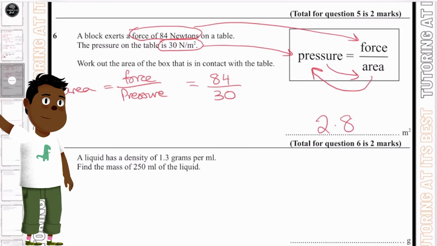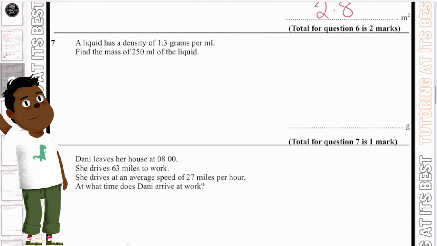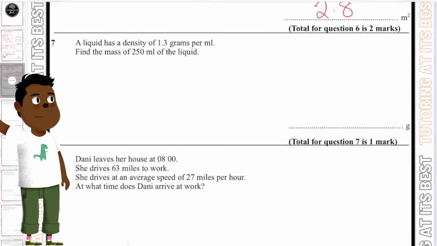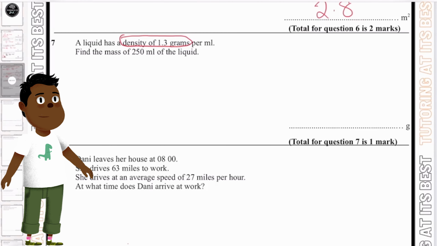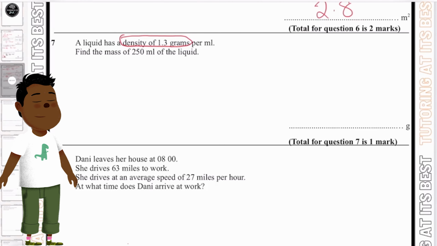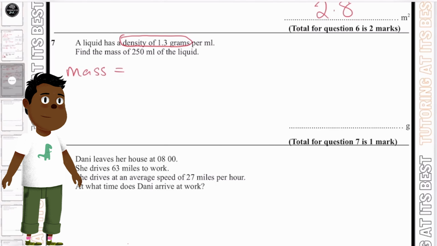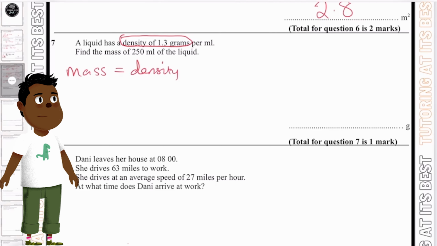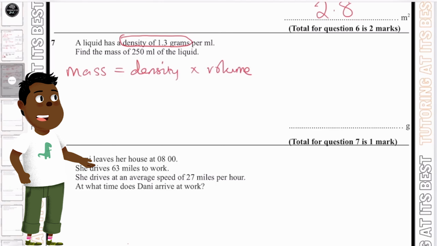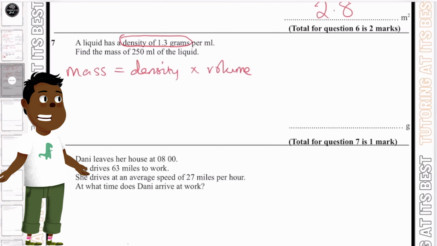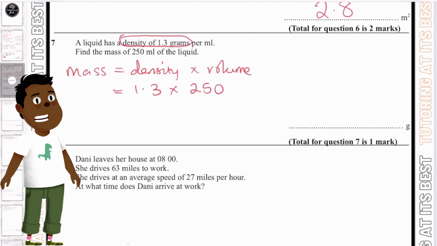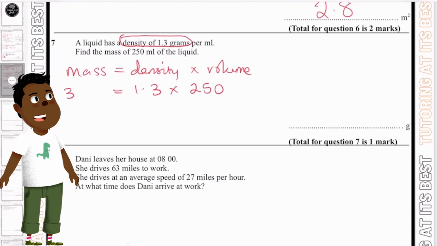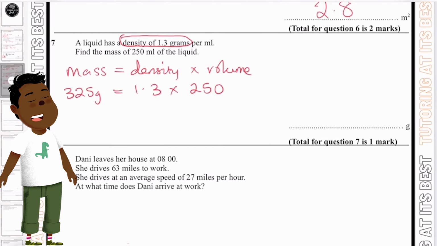Marvellous. Okay, question 7. The liquid has a density of 1.3 grams per milliliter, and we need to now find the mass. So for this question, we'll have our mass, which equals the density multiplied by the volume. So our density is 1.3 and our volume is 250. So if we multiply that together, we will now be given 325 grams. And there we are.